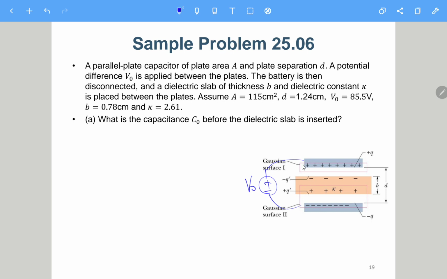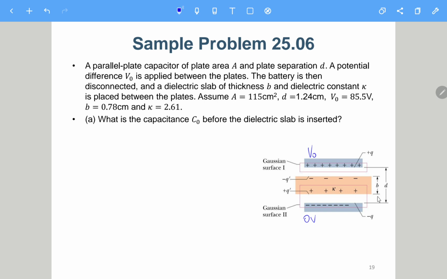So we only charge it to V0. After charging it, we try to remove the battery. So this is V0, this is 0 volt. And then a dielectric slab of thickness B and dielectric constant kappa is placed between the plates, assuming A, D, V0, B, and kappa are given. What is the capacitance C0 before the dielectric slab is inserted? So this is the initial case without the slab yet.